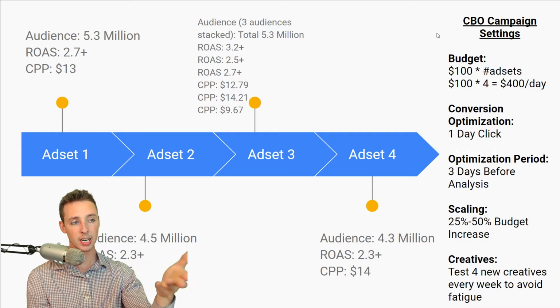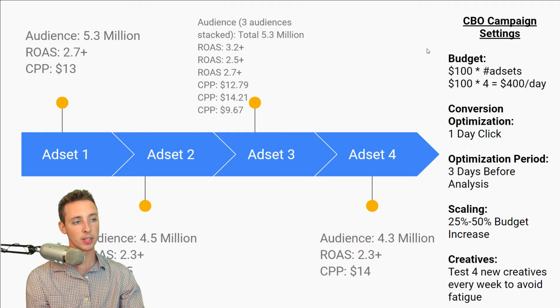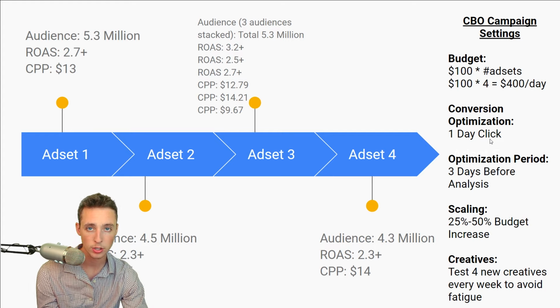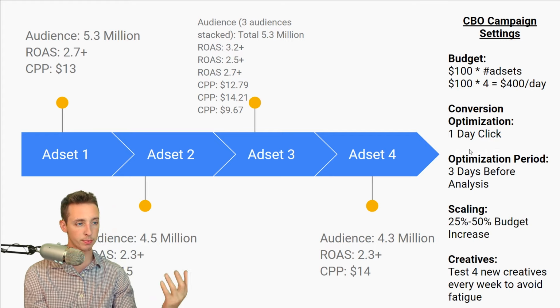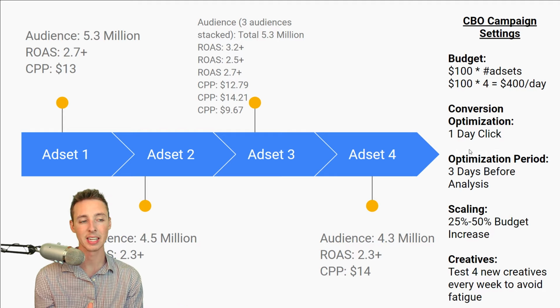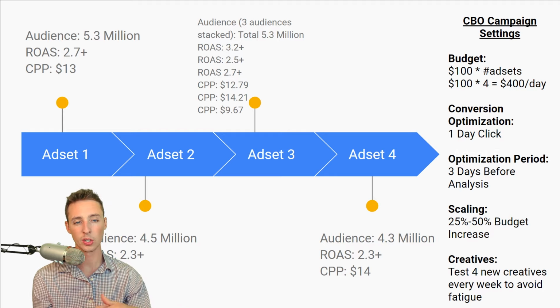And then we'll touch on why you need that confidence in a second. I use conversion optimization as one-day click, unless, of course, you have a pretty high-priced product. I like one-day click. It's just a consistent thing that I use in CBO. I don't really use it too much when I'm testing, but when I'm scaling, when I'm really putting money behind it, I use one-day click.